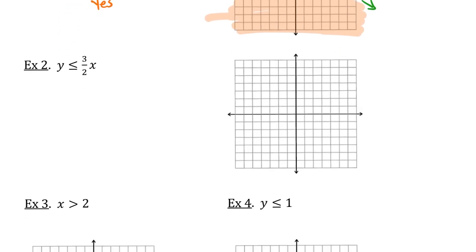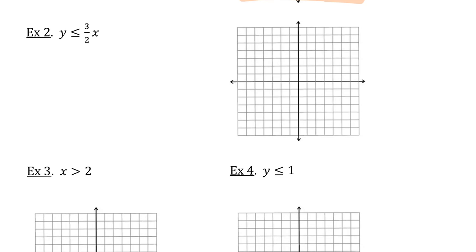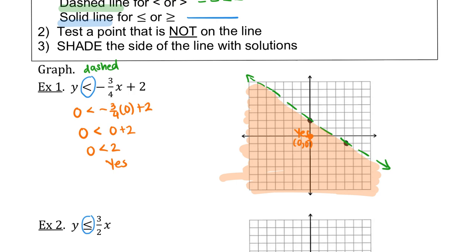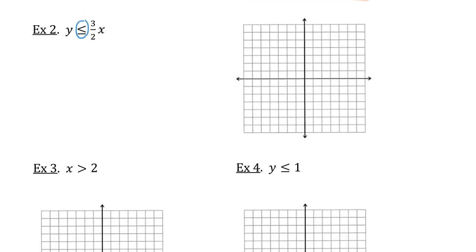Same idea, I'm just trying to make them a little trickier. Okay, first thing we're going to do is the boundary line. Okay, right there it is. It's a less than or equal. Because it has an equal sign, it's going to be a solid line, just like a colored in circle. So I'm going to make sure this is a solid line when I graph it. Okay, now it's in slope-intercept form because it starts with y. It's 3/2 x. The y-intercept is 0 because it's like there's an imaginary plus 0 here.